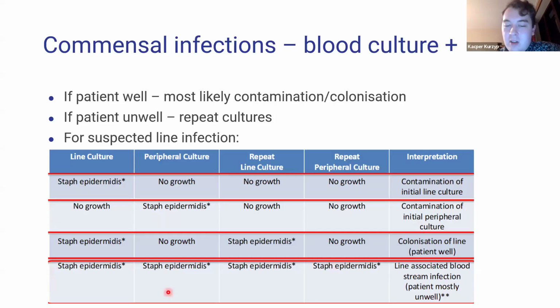Now, this is when it hits the fan, which is you grow stuff from both, and you again grow stuff from both. This is your diagnosis of line-associated bloodstream infection. Your patient is likely unwell, they are getting admitted, and you treat them for bloodstream infection.